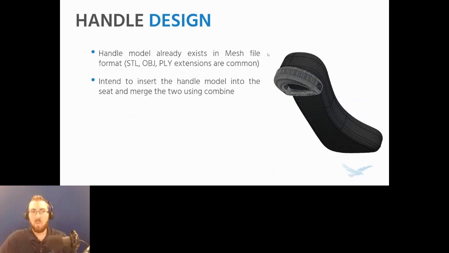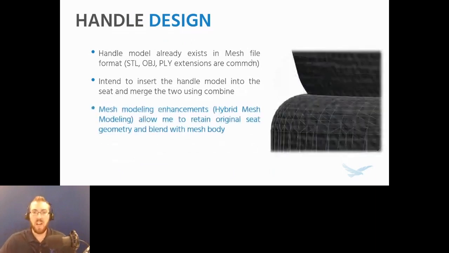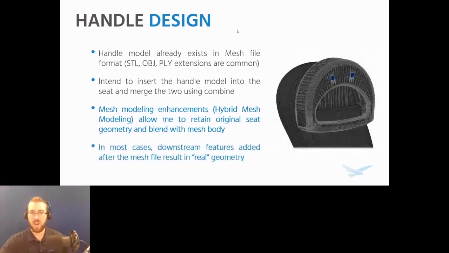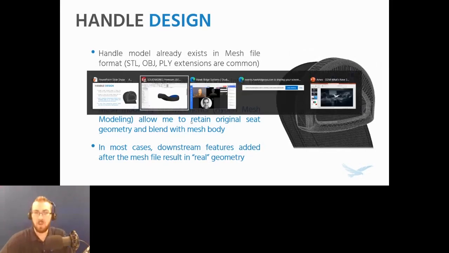We're going to insert the handle model into the seat, merge the two using combine, and show how the new hybrid mesh modeling workflow will let me retain the original seat geometry in SOLIDWORKS BREP, which is a fancy way of saying boundary representation, or what I would call traditional SOLIDWORKS geometry. But we can now actually blend faceted mesh geometry with the SOLIDWORKS geometry without having to turn everything into faceted mesh. So that's the really cool part here. Additionally, downstream features that you create, like holes, slots, whatever, will result in real geometry in most cases.